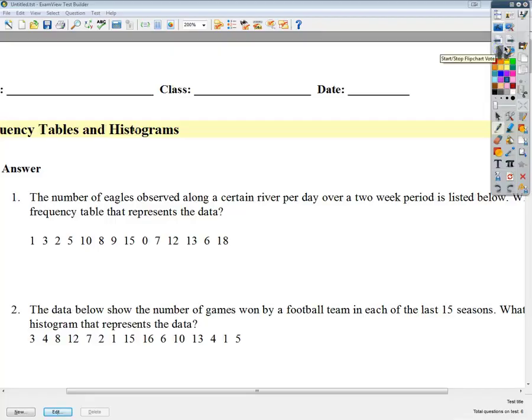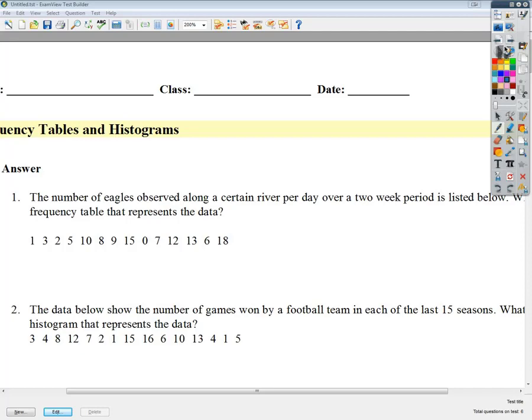So the first one says that the number of eagles observed along a certain river per day over a 2-week period is listed below. Make a frequency table that represents the data. So I'm going to look, and I see that the numbers go from about 1 to 18. A reasonable number of groups probably there would be, let's say, 5 groups maybe, or we could do 6.